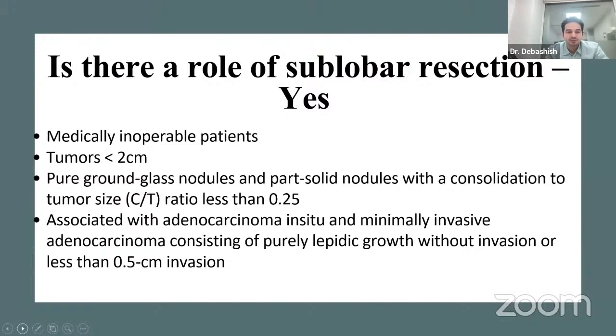Another thing is when the pure ground glass nodules and the part of solid nodules with a consolidation to tumor size ratio is less than 0.25. In those situations also, sublobar resections can be preferred. Another situation is adenocarcinoma in situ or a minimally invasive adenocarcinoma consisting of lipidic pattern without invasion, or only less than 0.5 centimeter invasion, that can be preferred for a sublobar resection.